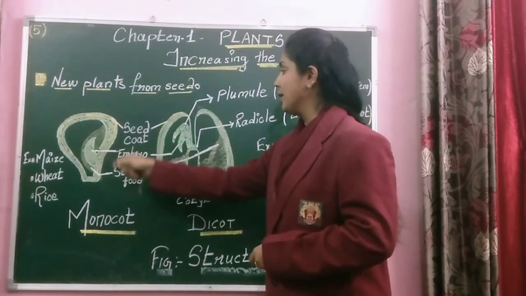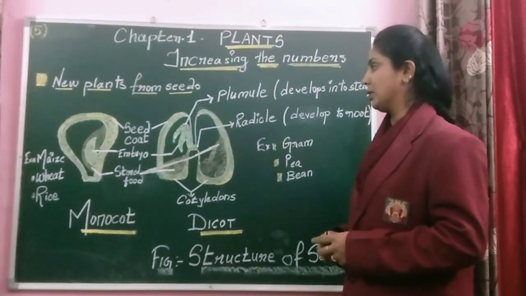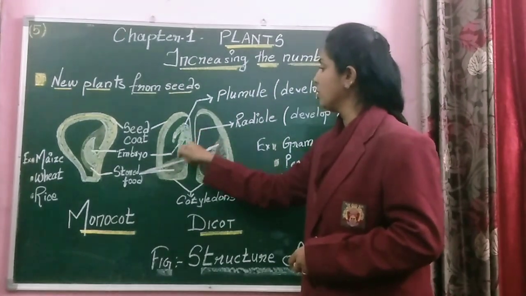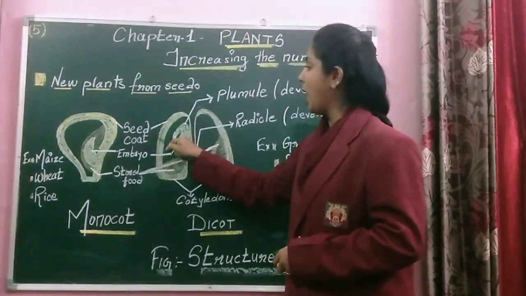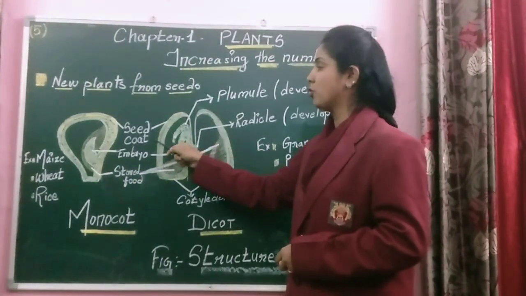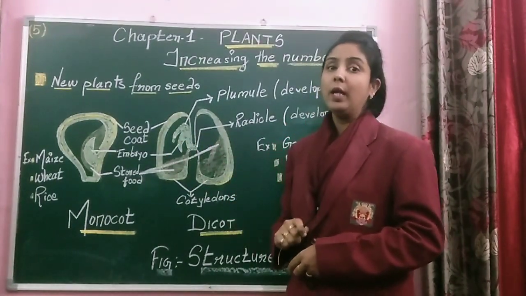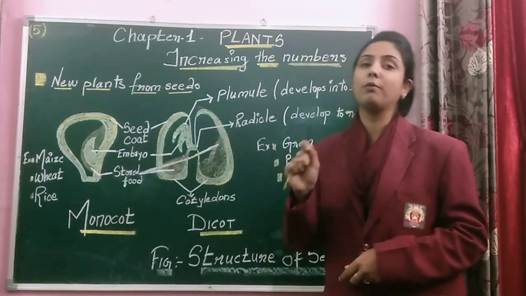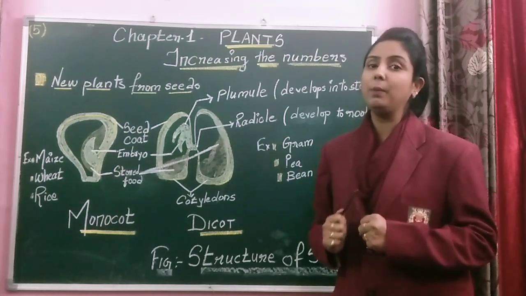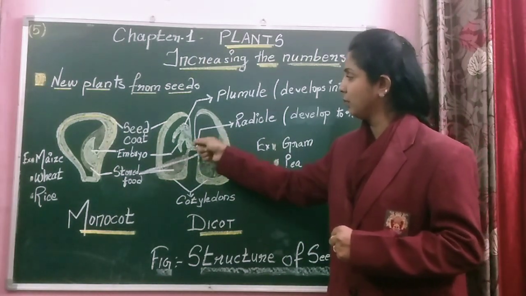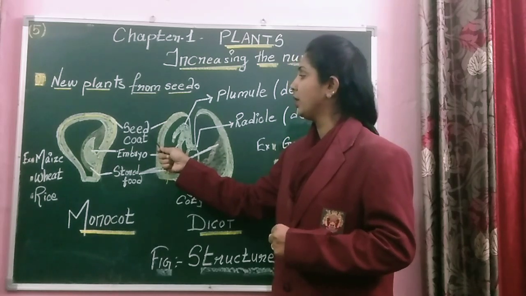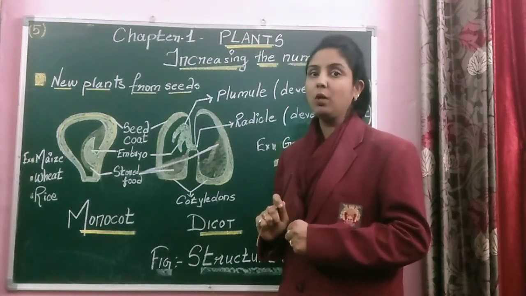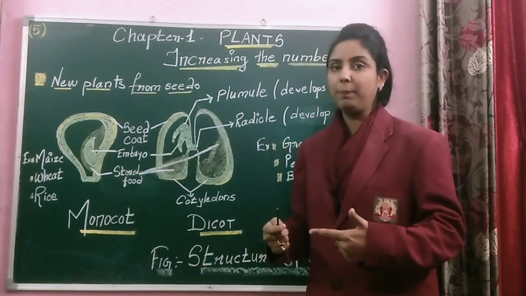Now, what does the structure of the seed represent? Here, students, you just see this is the outer covering. Here also you can see the outer covering. This outer covering of the seed is called the seed coat. The seed coat is the outer hard covering of the seed which protects the baby plant. See, students, this is the baby plant, which is given protection by the seed coat. So the function of the seed coat is to protect the baby plant.